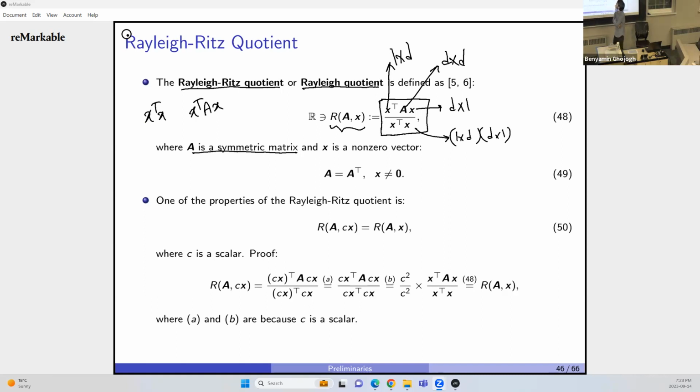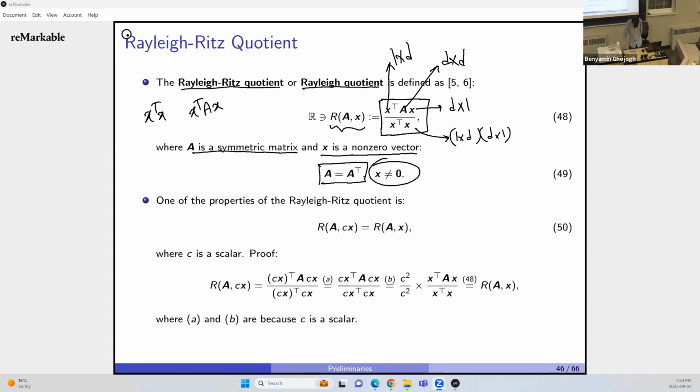If X is a scalar and A is a scalar, it reduces to what we had in high school. It becomes X squared if A is positive, or it becomes minus X squared if A is negative. So as you see, everything goes back to high school. And X is a non-zero vector. Why? Because we don't want division by 0. And A is symmetric, as I said.